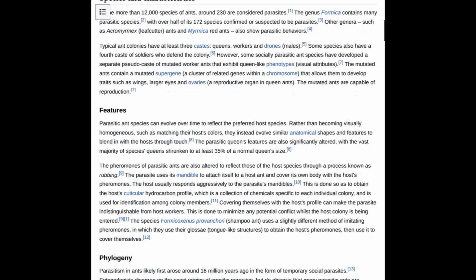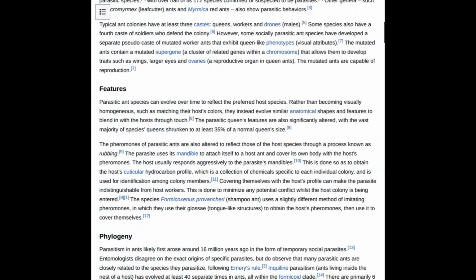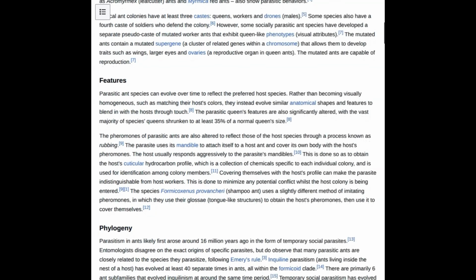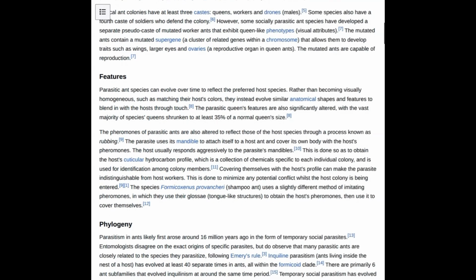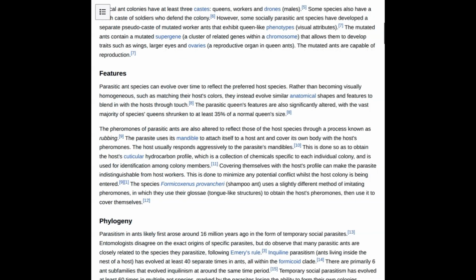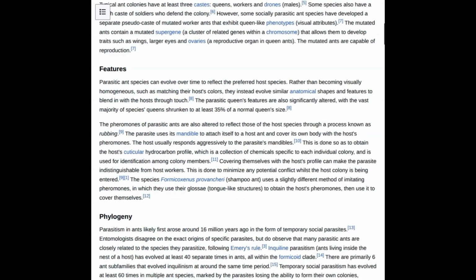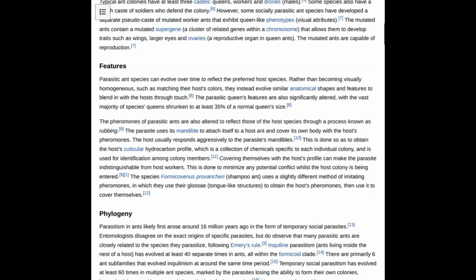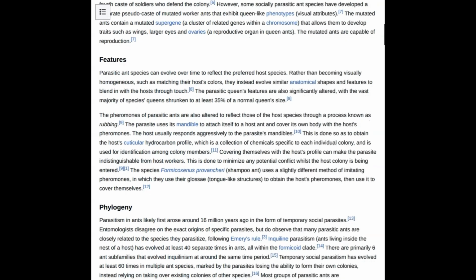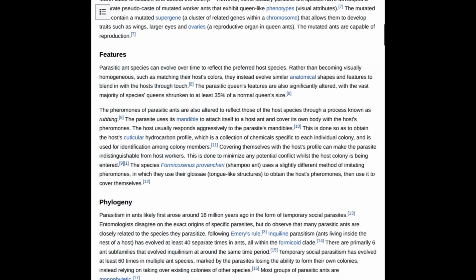Parasitic ant species can evolve over time to reflect the preferred host species. Rather than becoming visually homogeneous, such as matching their host's colors, they instead evolve similar anatomical shapes and features to blend in with the hosts through touch. The parasitic queen's features are also significantly altered, with the vast majority of species queens shrunken to at least 35% of a normal queen size.